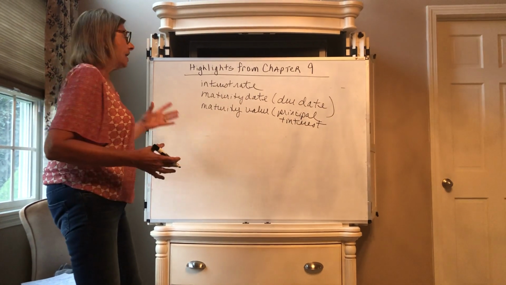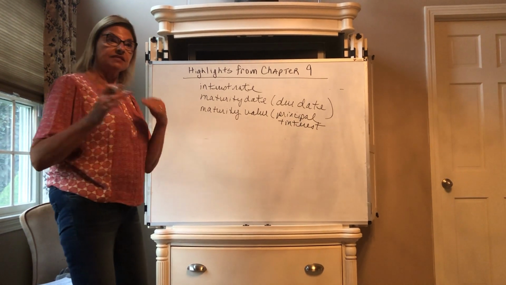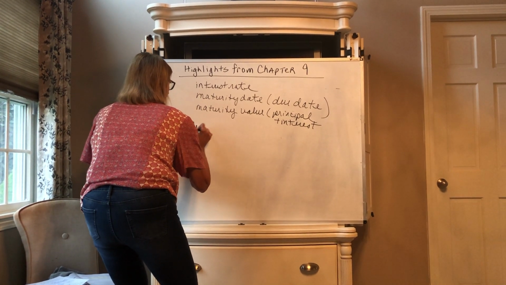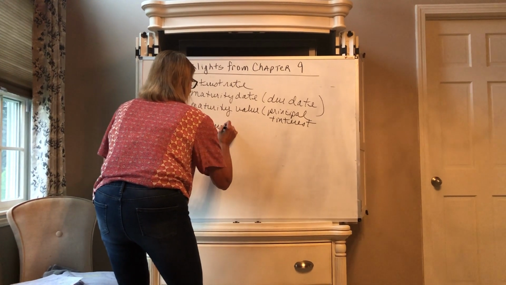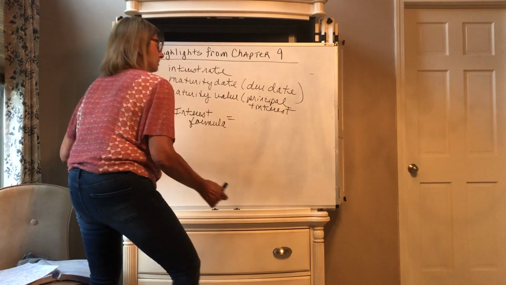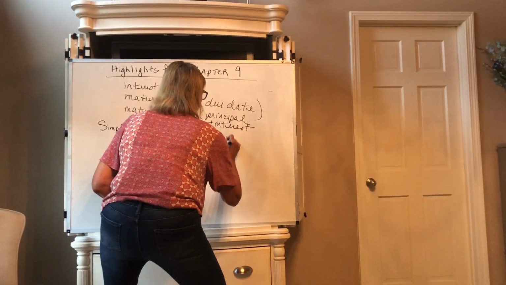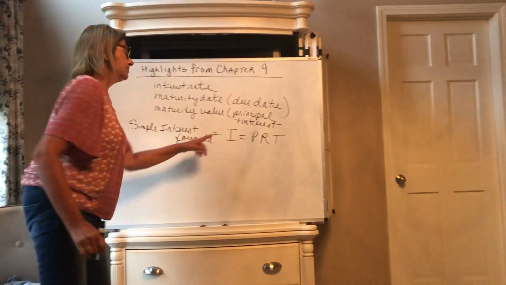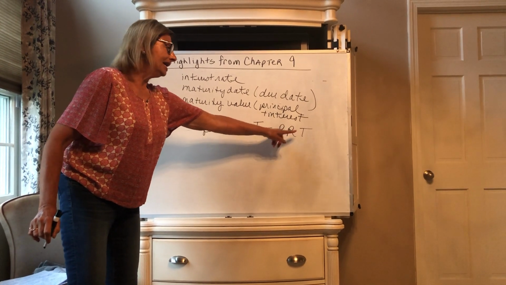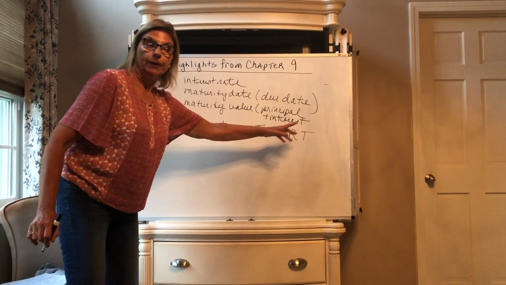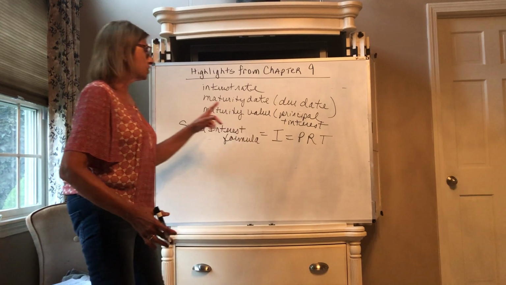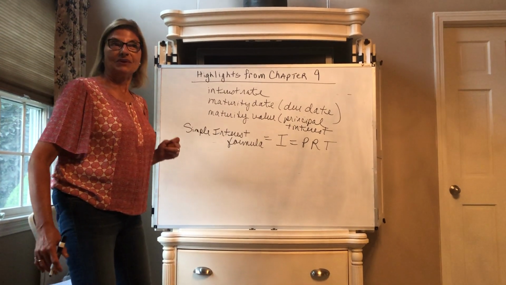How do you figure out what the interest is? Well, there's something used for all loans called the simple interest formula. And the simple interest formula is very easy to do. It equals, for sure, I equals PRT. That stands for interest equals principal, the amount borrowed; R is the rate, and T is the time of the loan. So in every single one of these loans, we have to figure out what the interest is so we can know what the maturity value is going to be.